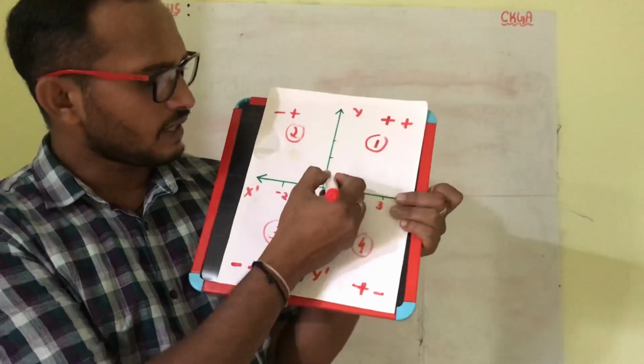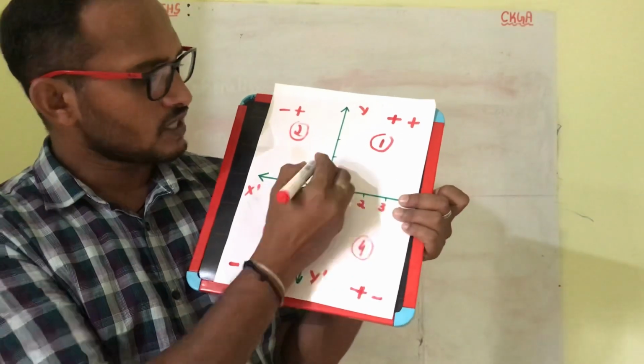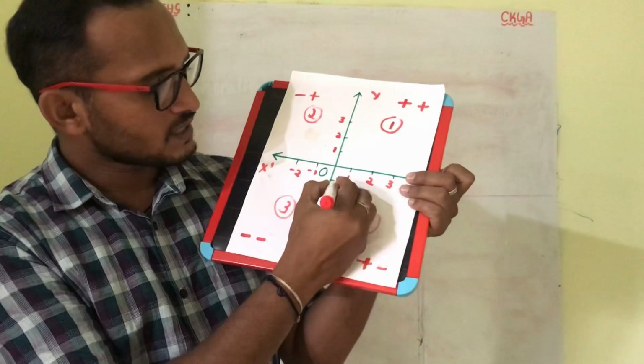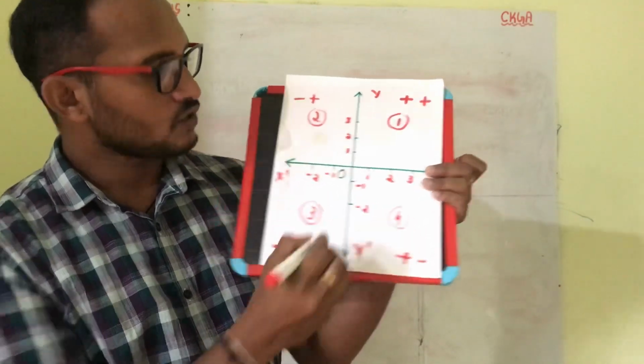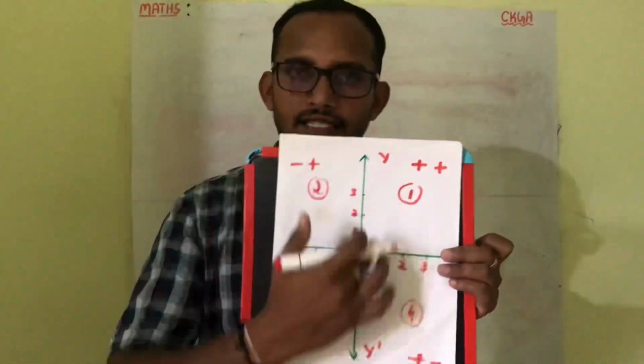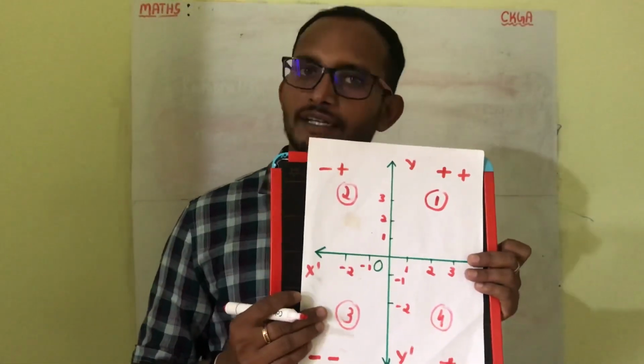Let me put some names here. This 1, 2, 3 I have taken here is still positive 1, 2, 3. The downward direction is still negative, minus 1, minus 2 and so on. So this is considered a Cartesian plane, or rectangular coordinate system.